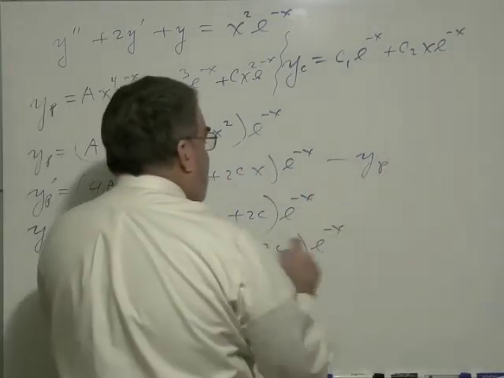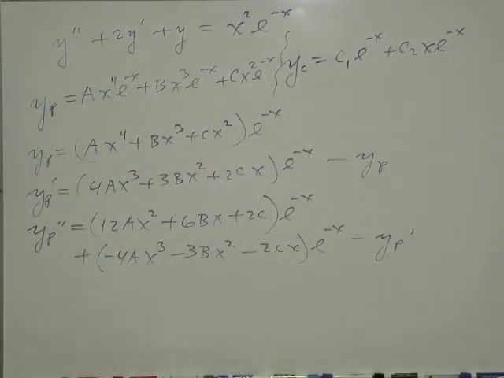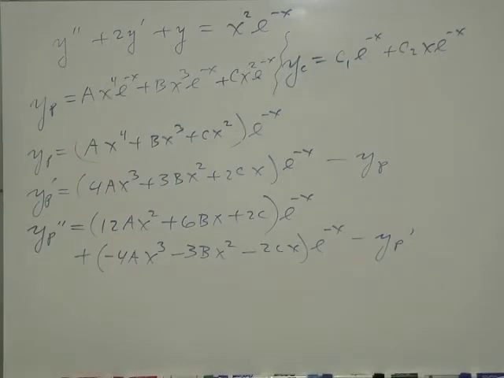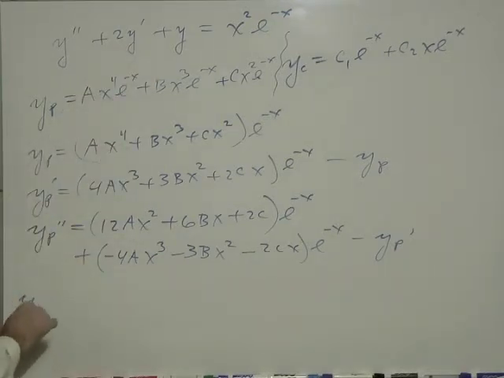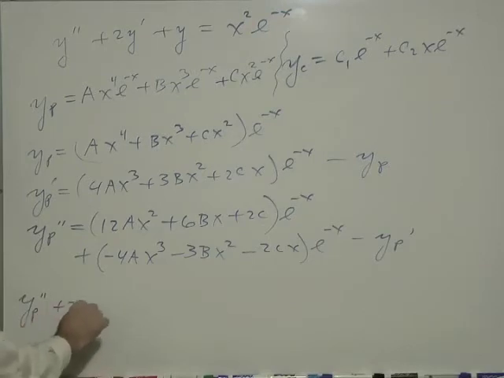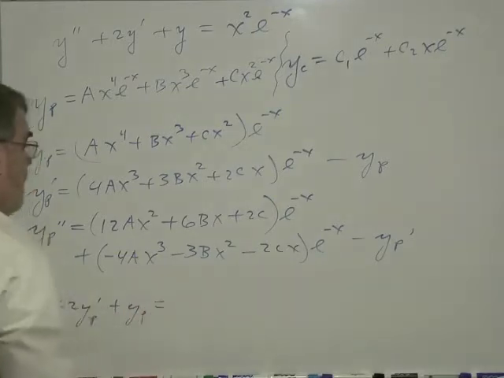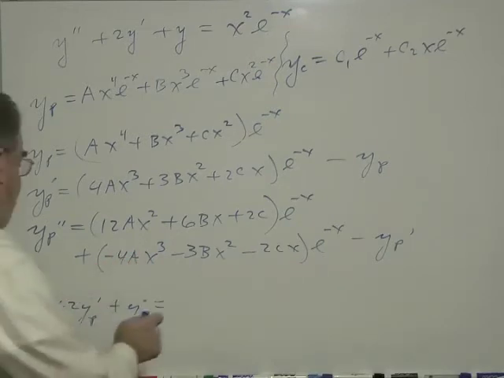Alright, and then this derivative is minus y particular prime. There we go. So, anyway, I think I've reduced a little bit of the clutter there. Now then, what in the world is y double prime plus 2y prime plus y? Alright, so y double prime plus 2y prime plus y particular equals, so I don't know if I'm going to be able to fit all this very well. I'll try to fit it in here.